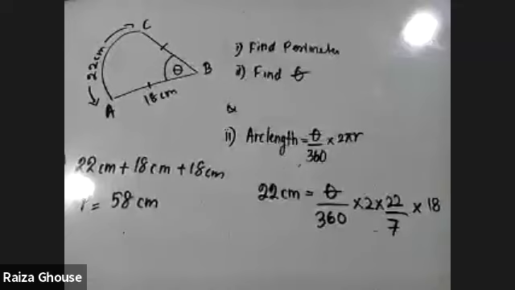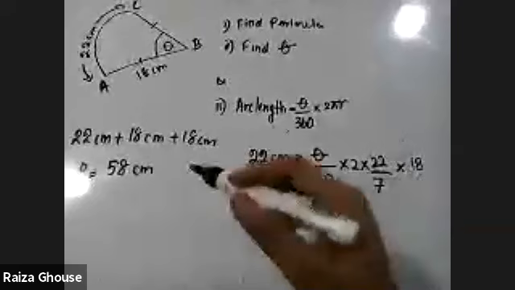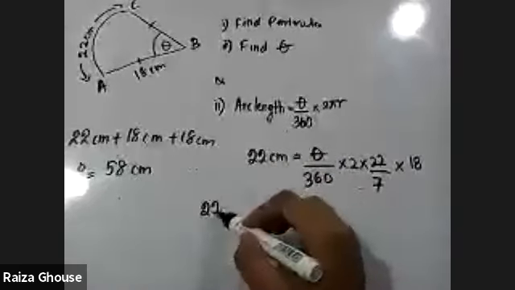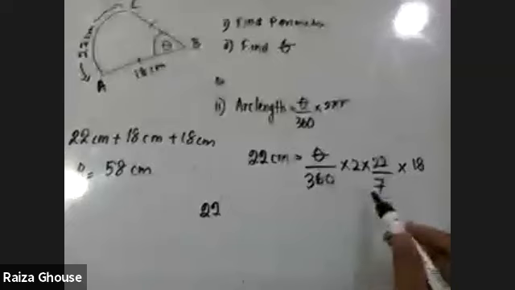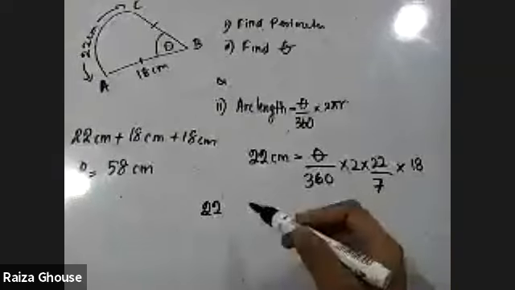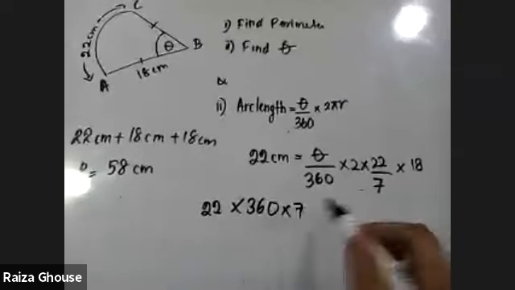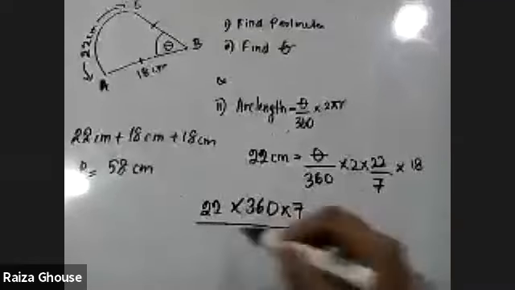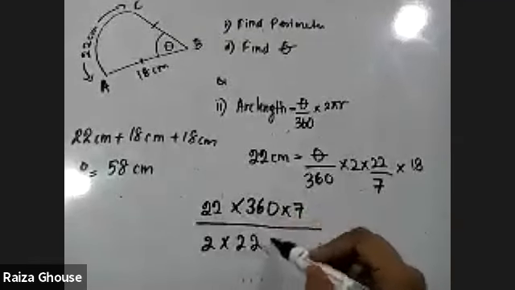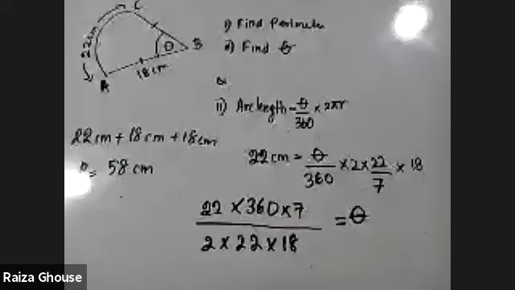Let's see. Here, everyone, now look at the board. I'm not going to do anything here. I'm going to take everyone directly that side. 22 is already here. 360 and 7, they are actually denominators here. So I have to take them here, no? 360 into 7. 2, 22, 18, they are up here. When they are coming down here, they become denominators. Theta is now alone.